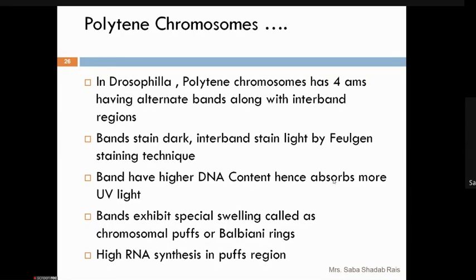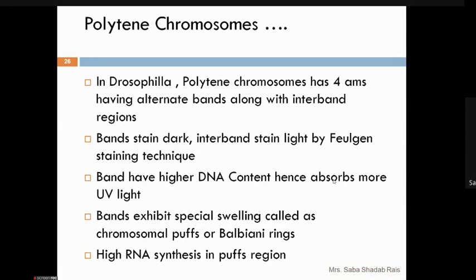Now when we talk about the bands, they exhibit a special swelling, and this swelling is due to maximum DNA activity. We know gene expression requires lots of machinery, that means the transcriptional machinery, and lots of ribosomes will be there. So the active region of this DNA will puff because of the heavy load of ribosomes, or you can say the transcriptional machinery. Continuous transcription is happening there.